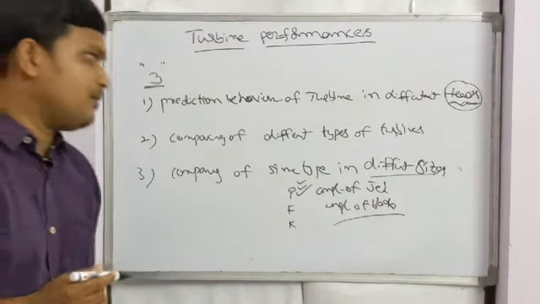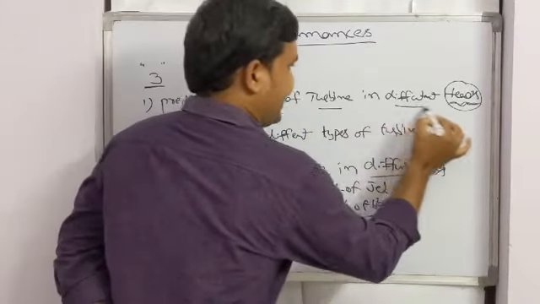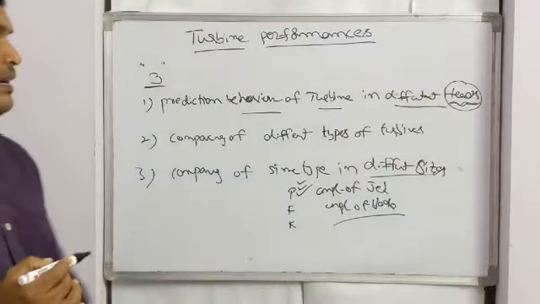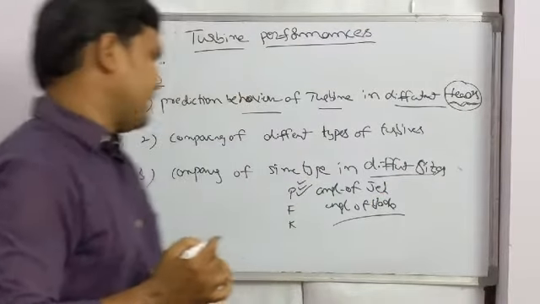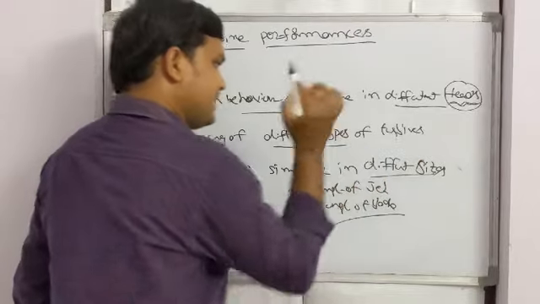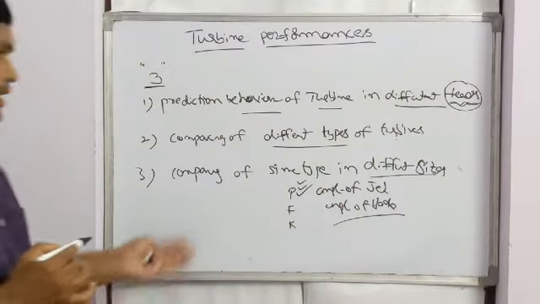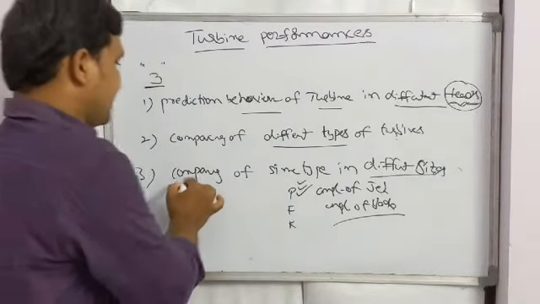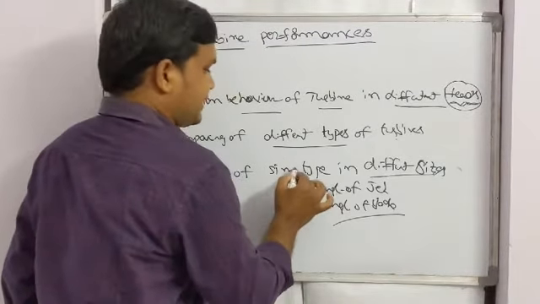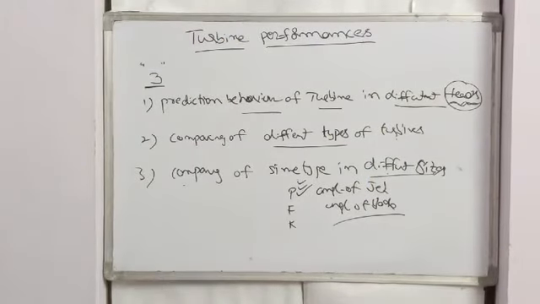So the turbine performance is used for prediction of the behavior of a turbine in different heads. We may conduct tests at the different heads available, compare the three types of turbines, and compare the same type of turbine in different sizes. So these are the uses of turbine performance.